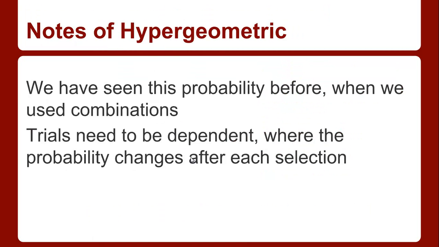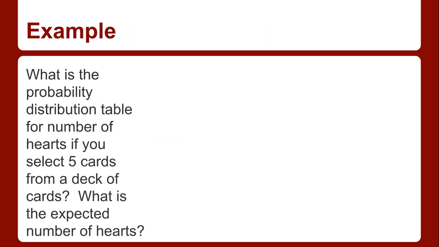Notes on hypergeometric. We've seen this probability before when we use combinations. Trials need to be dependent, where the probability changes after each selection. We'll go on a little bit more about dependent and independent next lesson. So an example was a probability distribution table for number of hearts. If you select 5 cards from a deck of cards, what is the expected number of hearts?